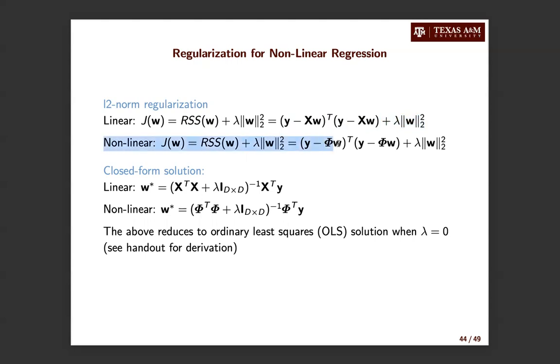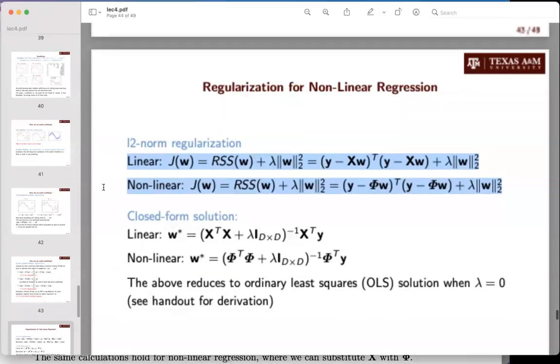And similarly, if we have a nonlinear regression, we would have the RSS error that is determined by the nonlinear data matrix. Now, in order to find a solution, essentially the weight W that minimizes these two costs, we can find the first order derivative of each of these two costs and set the first order derivative to 0. We will see as part of this handout that if we do that, we can find a closed form solution for both the regularized linear and nonlinear regression.